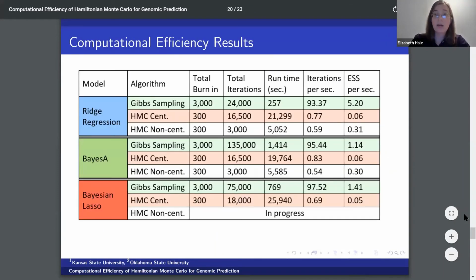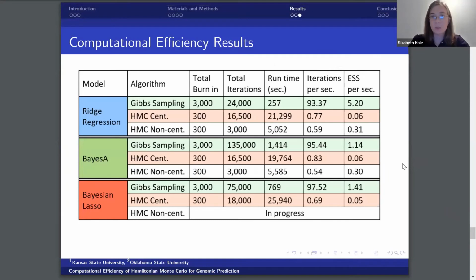So finally, here we have our computational efficiency results. They are organized by model, and within each model, we have each algorithm and its total burn-in that was used, the total iterations, the runtime, iterations per second, and then our actual metric of computational efficiency, ESS per second. Following that metric of effective sample size per second, we went ahead and ranked within each model. The best algorithm is highlighted in green and the worst is highlighted in red.